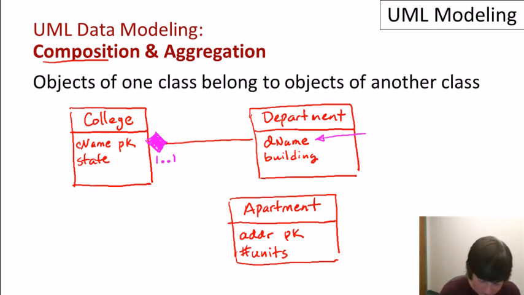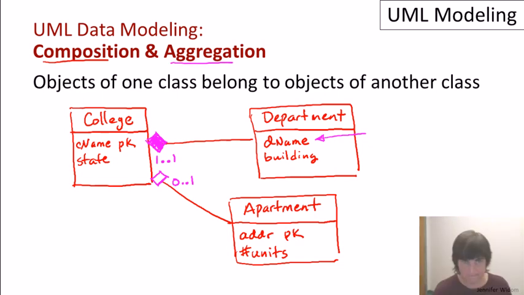So for aggregation, we again have a relationship here, but in this case, we make a diamond on this side that's open. And what that says is that each object in the apartment class belongs to a college, either at most one college or no college at all. So we can have apartments that belong to a college, and we can have kind of free-floating apartments. And that's what the open diamond, which is aggregation, is about.